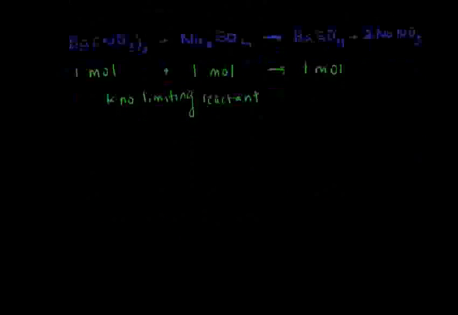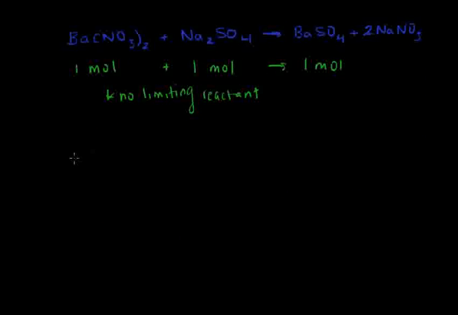Let's apply our specific heat equation. So we've got Q equals mc delta T, and we're trying to find Q, the amount of heat produced or absorbed when 1 mole of barium sulfate is formed. Now we know C. C for water is 4.18 joules per degree Celsius per gram. And now we need to find M and delta T. Let's look at M first.